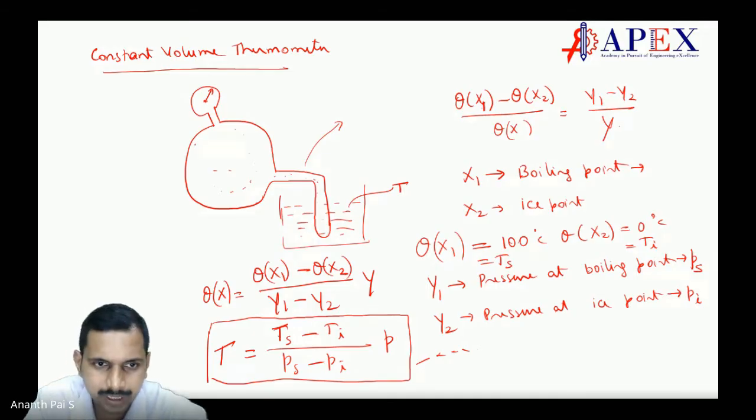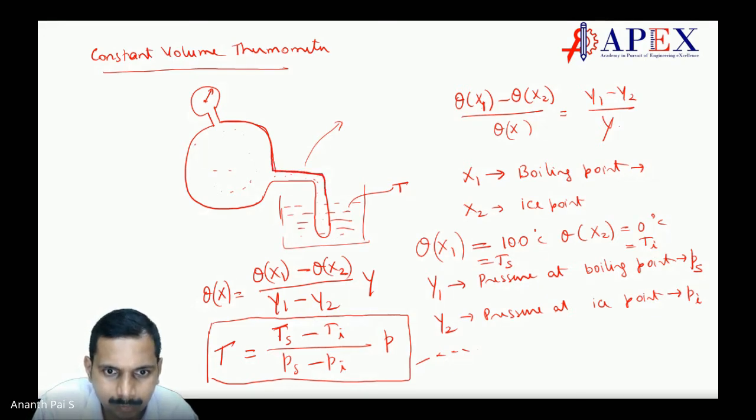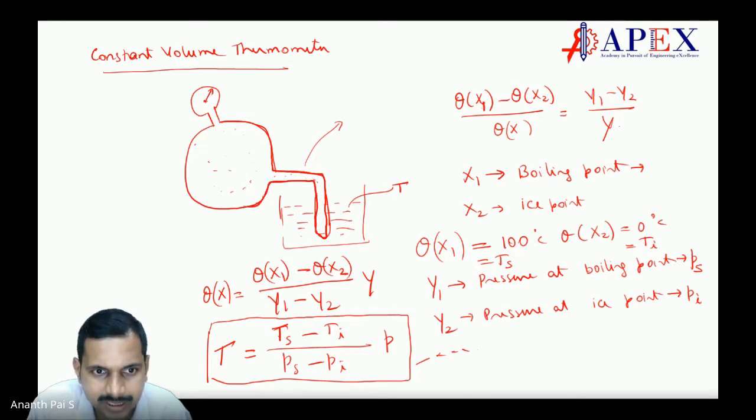Sir, could you explain the diagram once again? This diagram is just like a container here. It's a tube here, and then a measuring tube here like this. Inside this there is gas at low pressures, because at low pressure it behaves like an ideal gas.